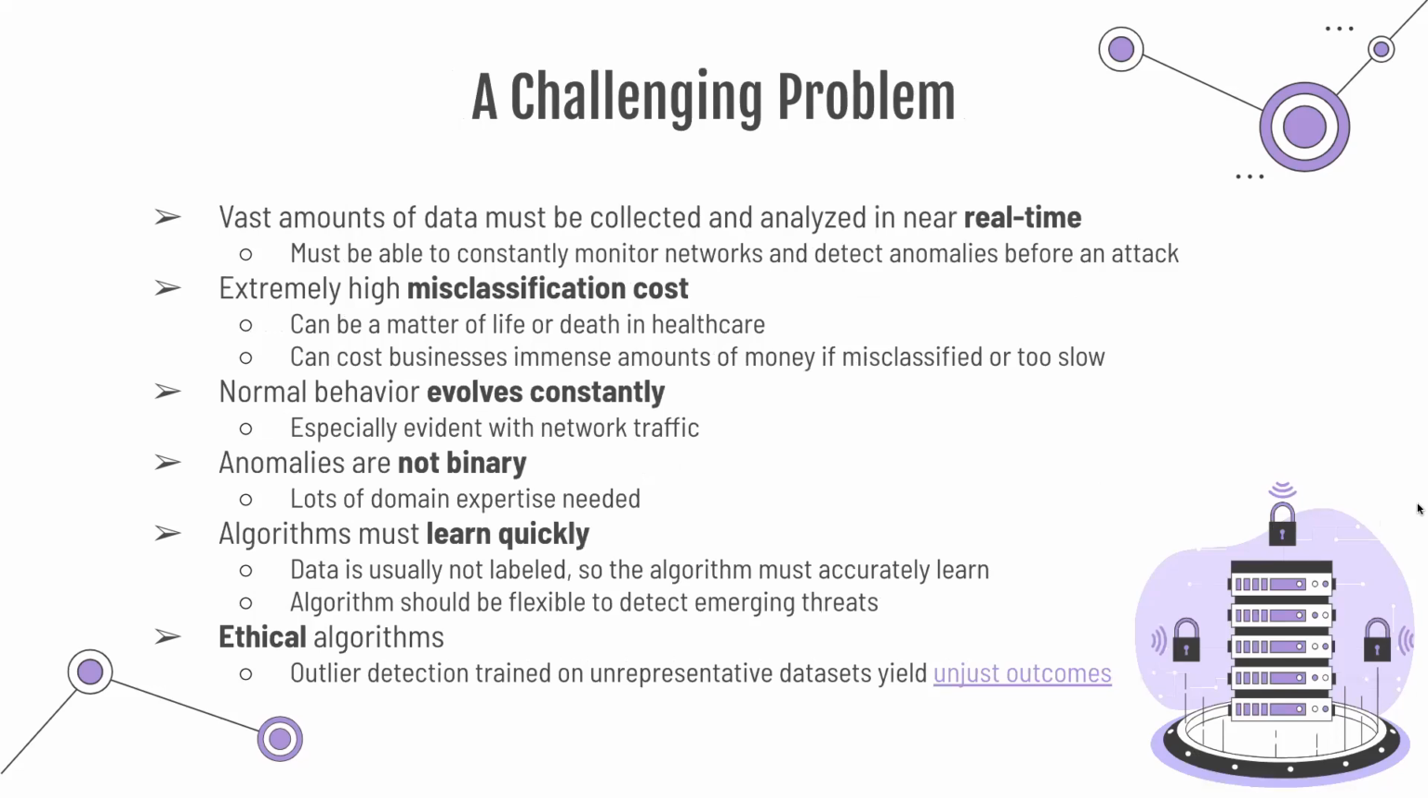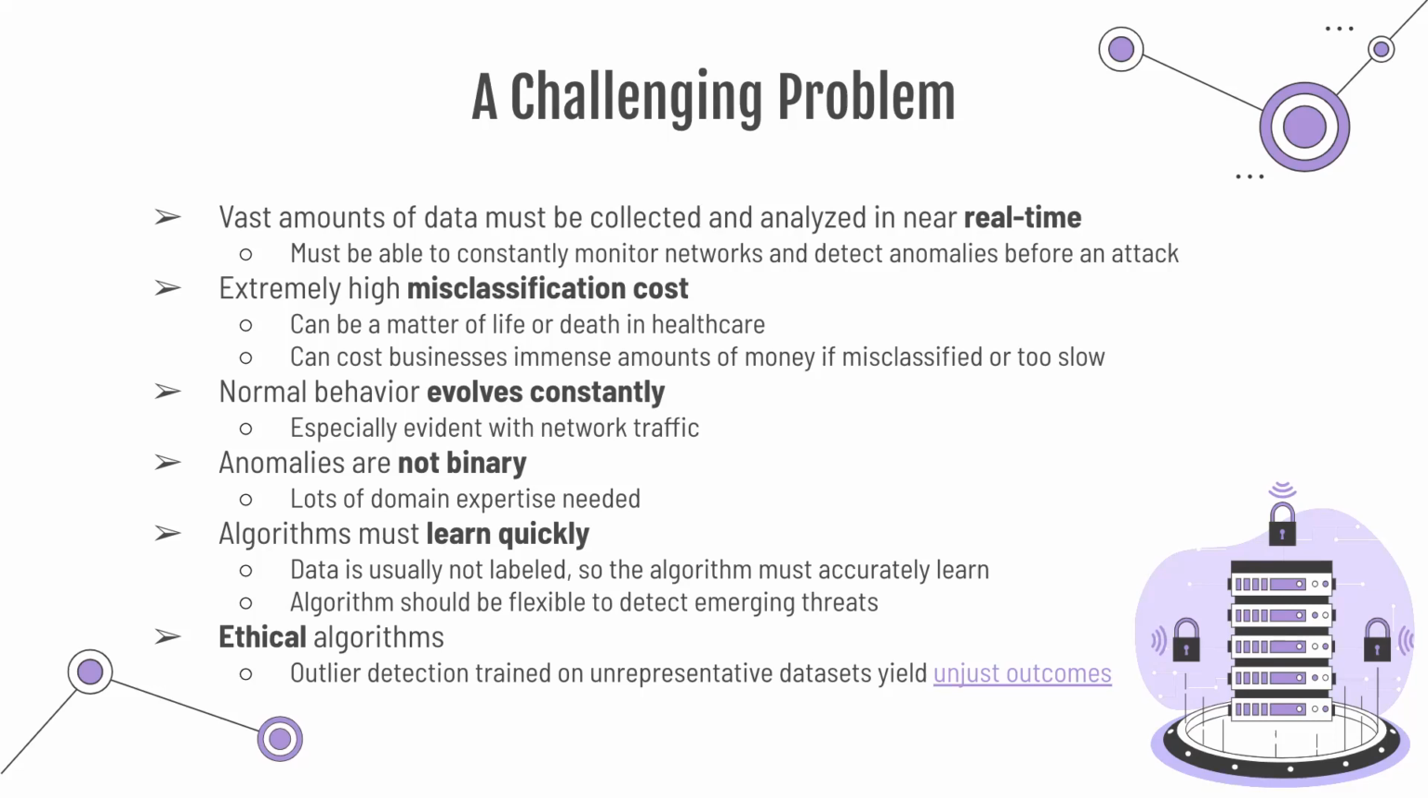So anomaly detection is an extremely challenging problem, and here are some reasons what makes it so difficult. First of all, anomaly detection is extremely important, and you need to classify immense amounts of data in near real time. For example, in intrusion detection, you must be able to constantly monitor the networks and detect anomalies before an attack occurs. And this requires you to get a large amount of data and analyze it in a super short time frame and make a decision that's accurate as quick as you can.